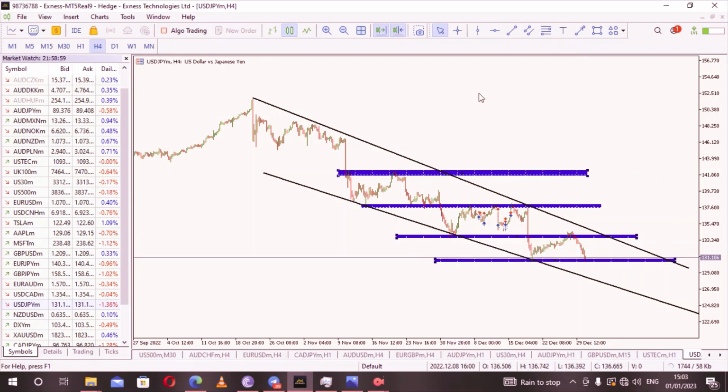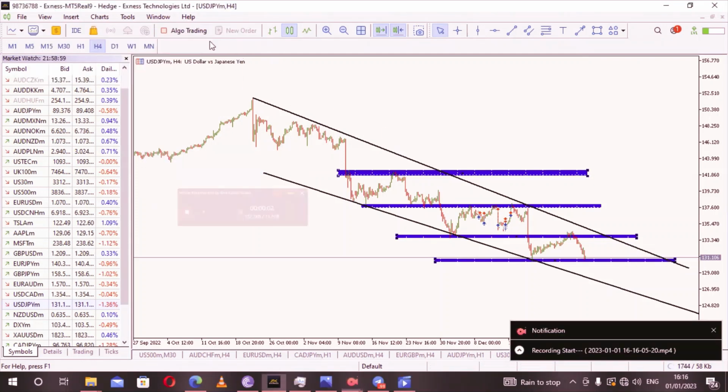So the way it is right now, we have our zones, we have our trend lines. Now the only thing that we have to do is wait. Patience is king when it comes to the forex market. We're going to have to wait for the market to come back to our key areas.